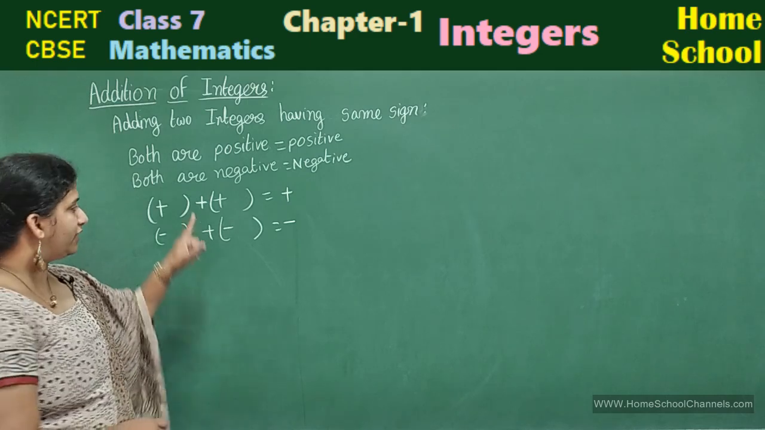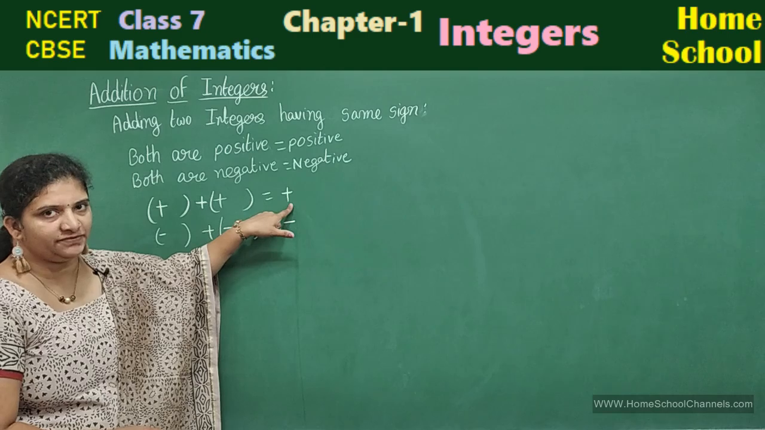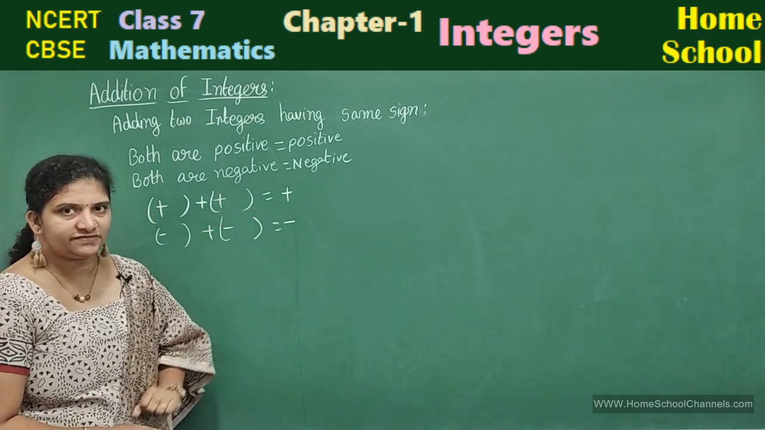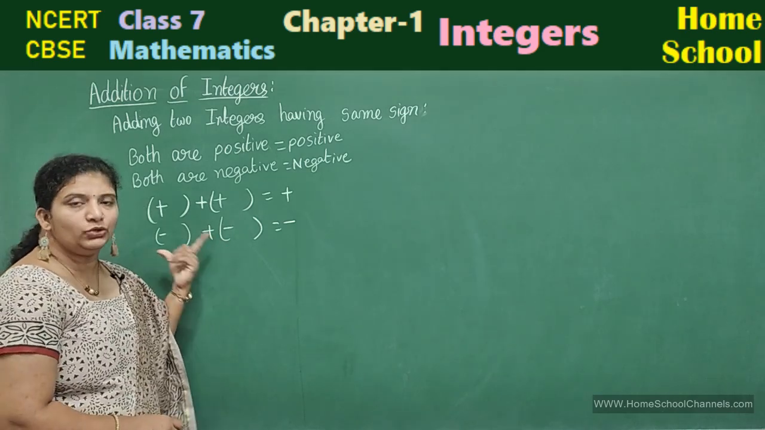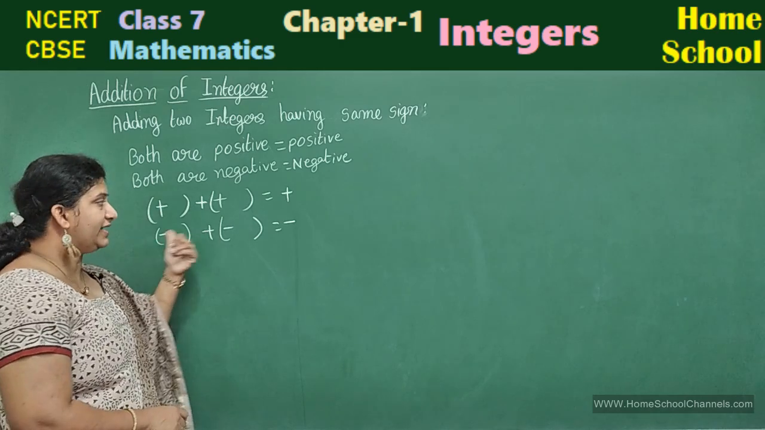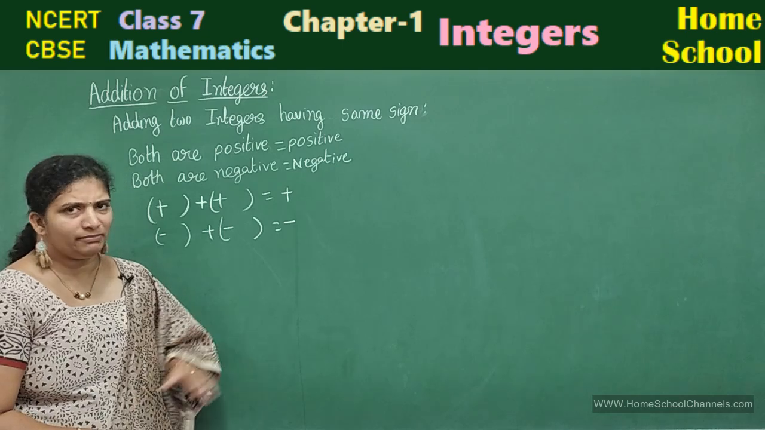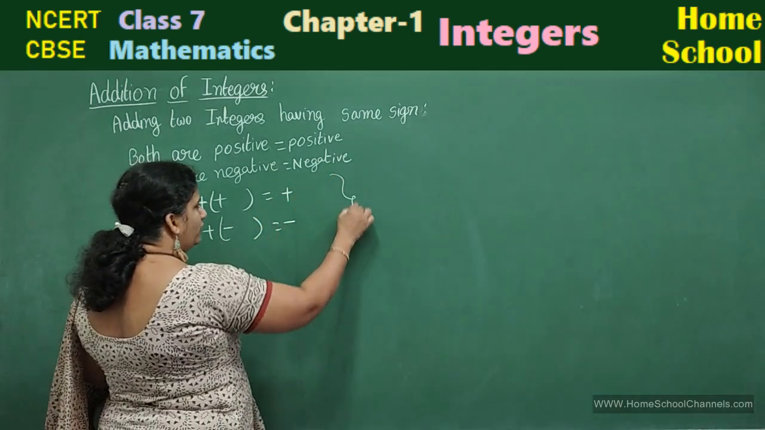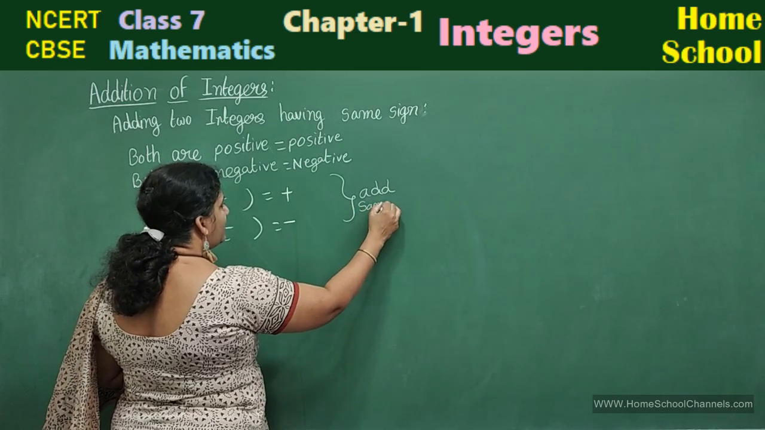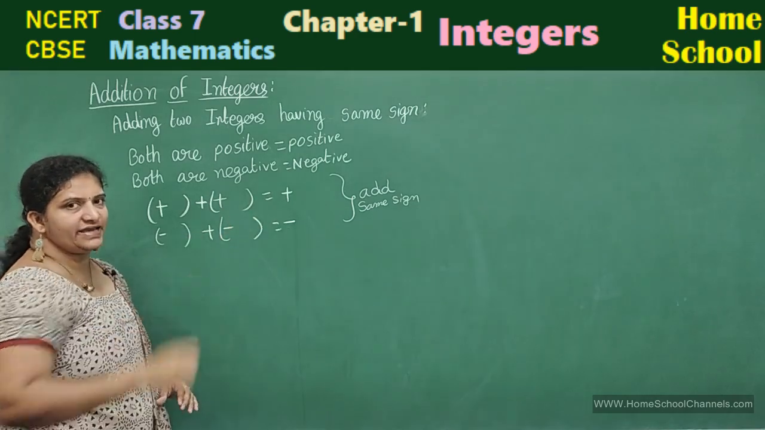Understand here carefully. If you are adding two positive integers, the result will be positive. Okay, we need to add the numbers and take the same positive sign. When you are adding two negative numbers, we need to add the numbers and take the same sign. Okay, add and take the same sign, you can remember. So these two, what you are doing here is add and take the same sign while doing addition. Okay, add and take the same sign.